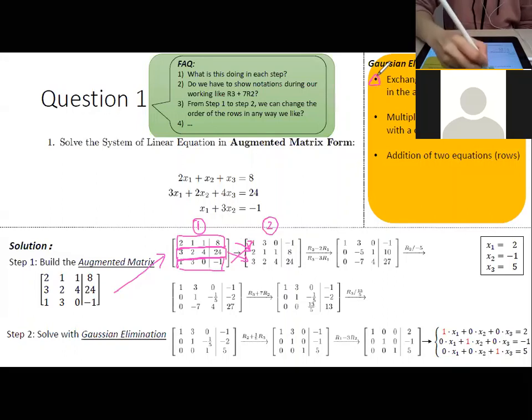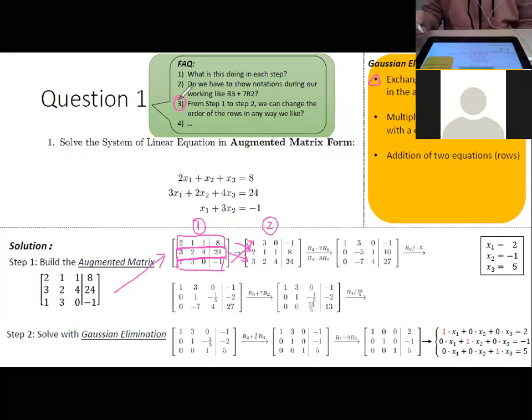You can see the third question in the blue block. The student asks, from step 1 to step 2, can we change the order of the rows in any way we like? The answer is yes. Actually, you can change the position of the rows in any way you like. But please make an observation for the first column. We can see that the entries of the first column are arranged from the smallest to the largest.